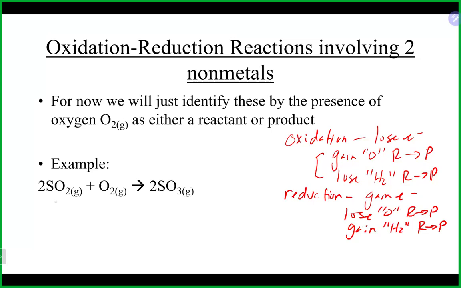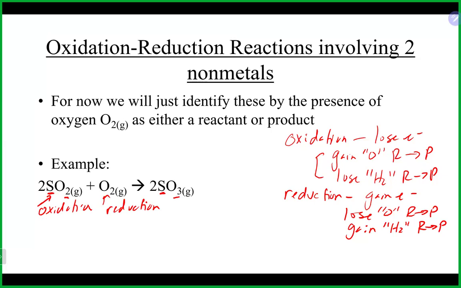we can see that as we go from our sulfur here, it had 2 oxygens to begin with. Sulfur ends up with 3 oxygens. It has gained oxygen, which means this is going through oxidation. And by default, this is going through reduction. So that is sometimes what you would be looking at in this particular case, hydrogen or oxygen.